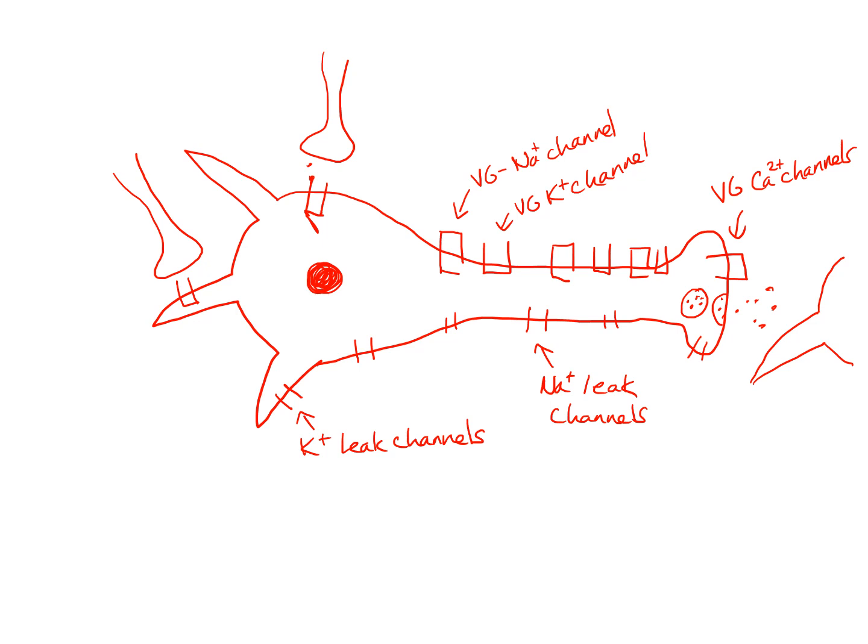So make sure you know the three types of ion channels that we find in the neurons, where they're located, and then what each type of ion channel is doing, so what they're responsible for doing.